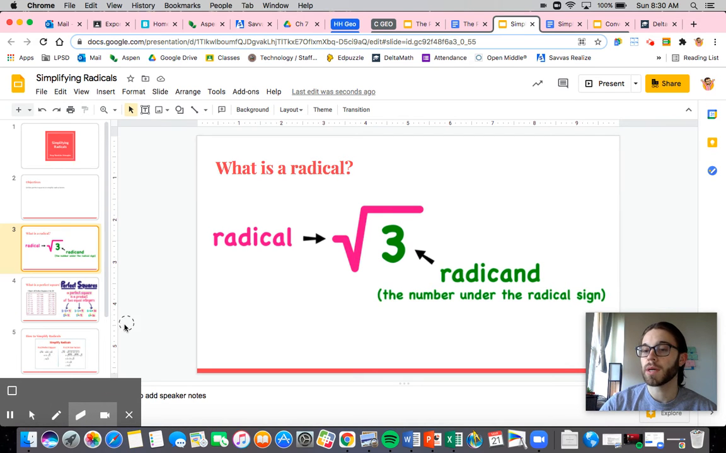And you will most commonly see it with square roots. However, as you go forward in math, you could have like a 3 here, which would be the cube root. You could have a 4 here, which would be the fourth root, fifth root, and so on and so forth, as opposed to the square root.